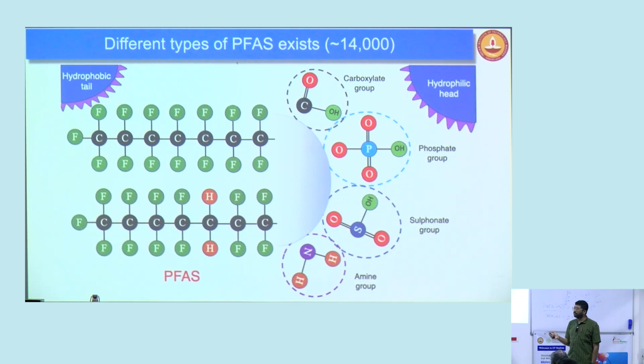PFAS exist in varieties. When we are saying these are water pollutants, as I said, these are not just one or two substances. There are about 14,000 varieties of PFAS, based on the groups as well as the alkyl chains or the aromatics, etc. There are many varieties.